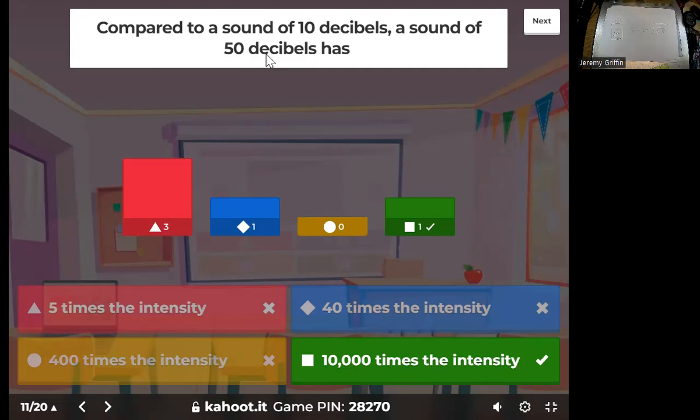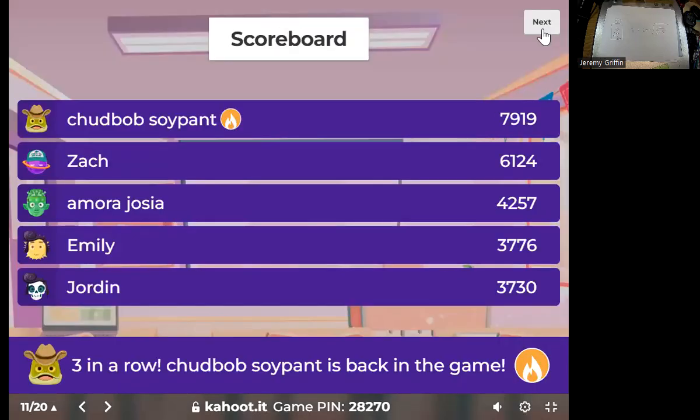Now the intensity is 10 to the power of the number of bells. What's 10 to the power of 1? 10. What is 10 to the power of 5? Is that 100,000? Okay, now let's divide the two. 100,000 divided by 10 units here is 10,000 times the intensity. The unit would be watts per square meter. So it's 10,000 times the number of watts per square meter. That's what intensity is measured in.